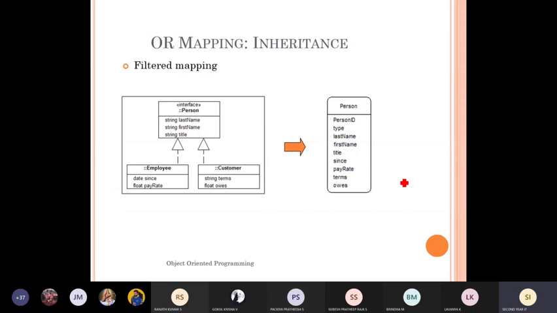So next is called a filtered mapping. What is filtered mapping? I need certain things from here, certain things from here, and certain things from here, so I can combine everything as a single document. Here in person, I have person id. Okay, then I'm going to use type, last name, first name and title, since and pay rate, terms and orbs. So this is called a filtered mapping. Whatever is needed I take separately and create it as a separate table.